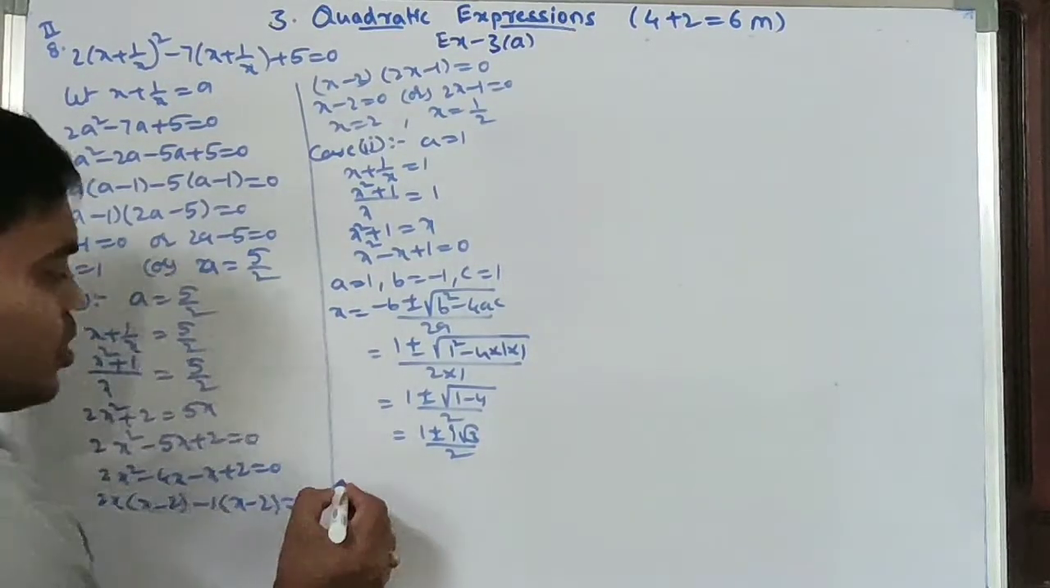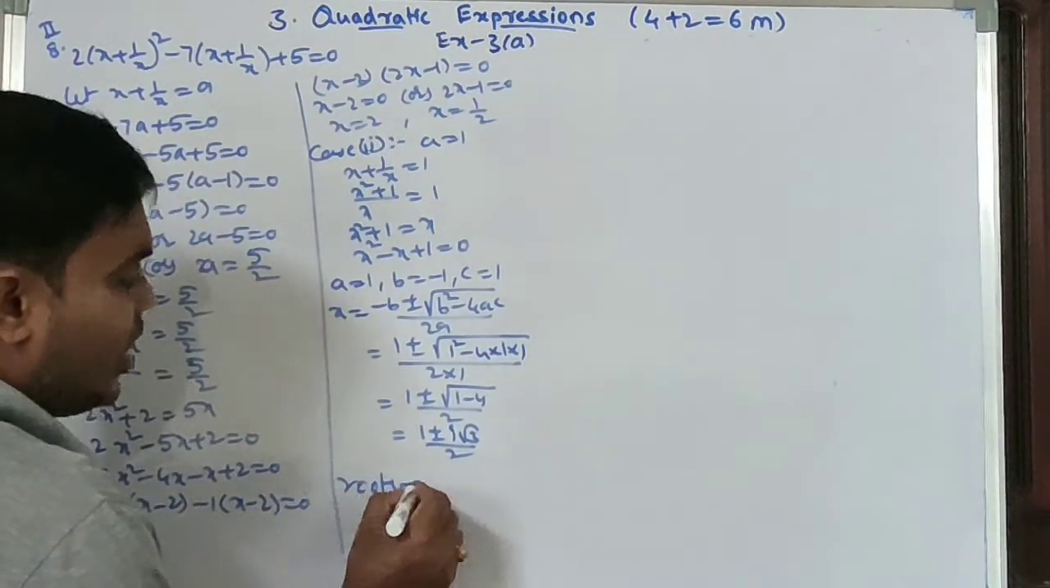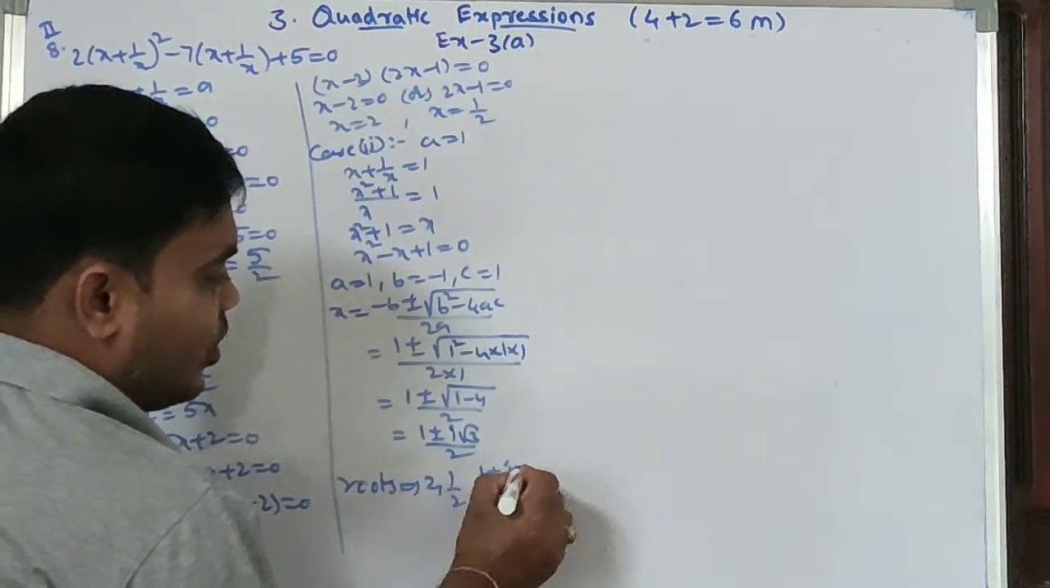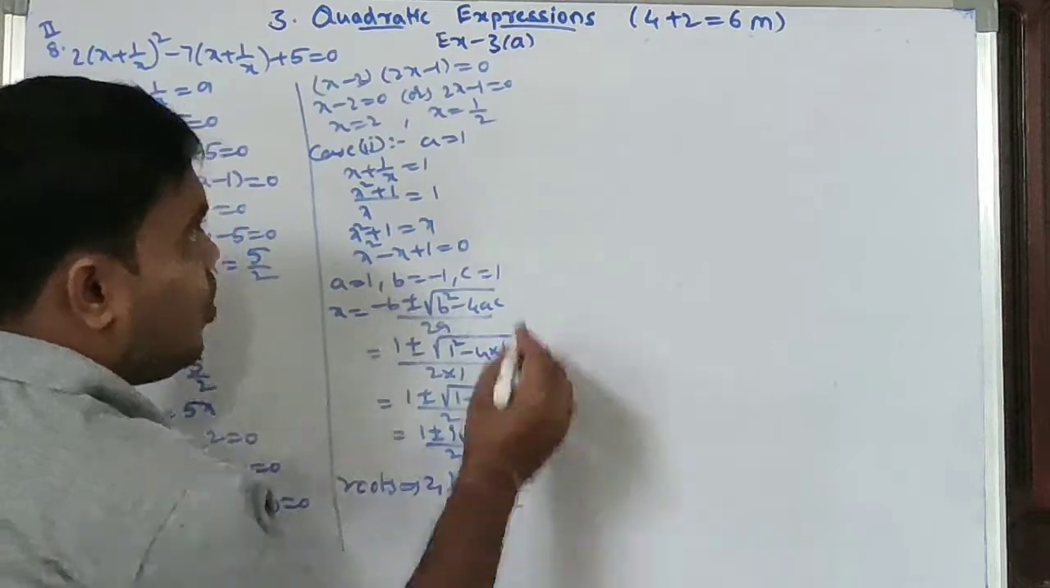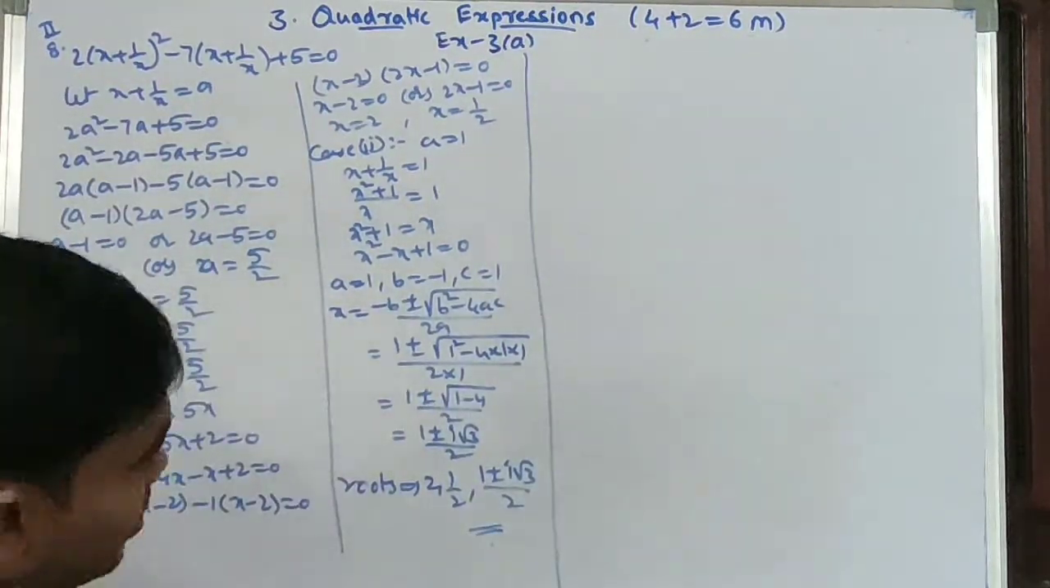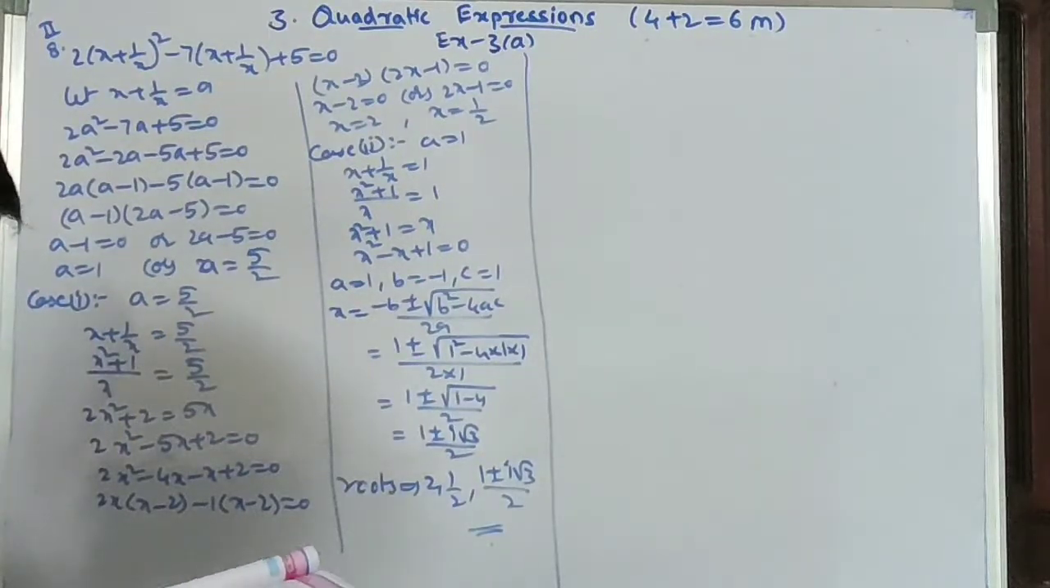So overall roots: already we got 2 and 1 by 2, and now 1 plus or minus i root 3 by 2. Overall, 4 roots of this equation. Next, a similar kind of question. Question number 9.